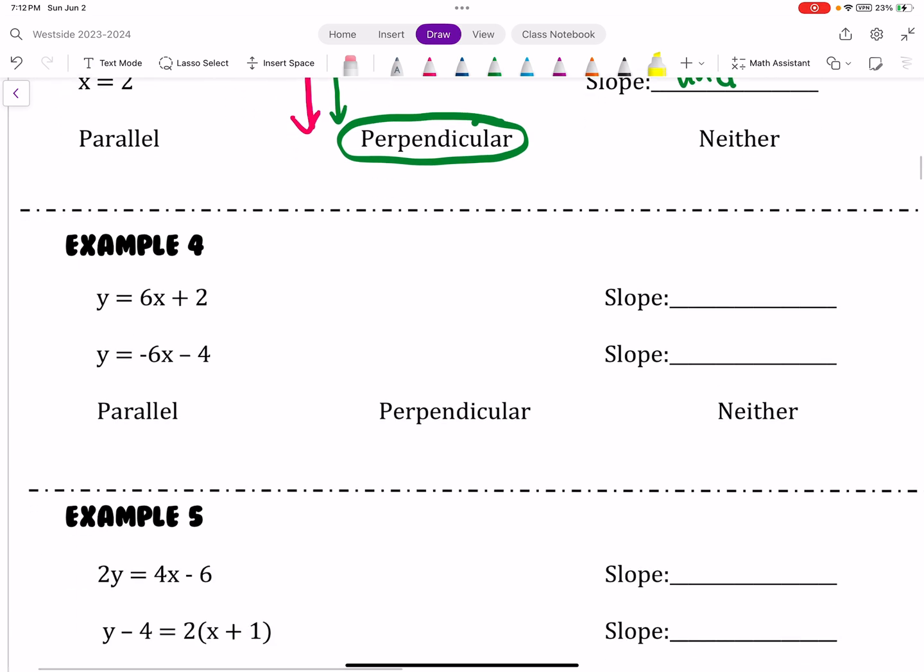Example number 4, we're back to our normal equations. I have a 6 and a negative 6, so my first slope is 6, my bottom slope is negative 6. Those are not the exact same, so they are not parallel. Those are opposite signs. One is positive, one is negative, but they are not flipped fractions of each other, so they are not perpendicular, so we would call those neither.